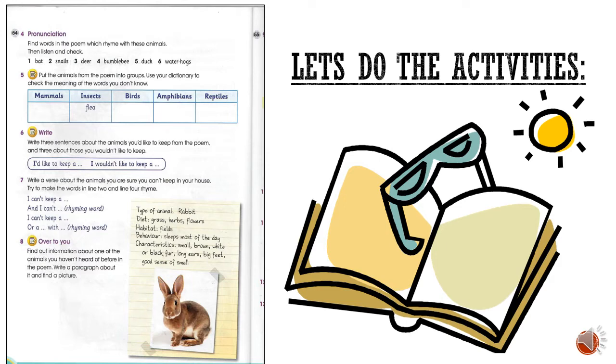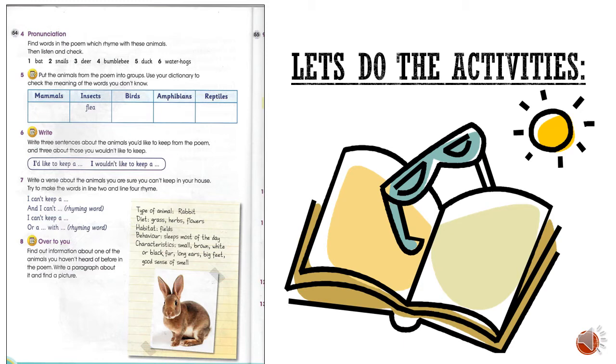And what is the rhyming word for snails? Also you will find the word in the poem. Then for question 5, I want you to read the poem again and write the animals which are mentioned in the poem under the correct category.